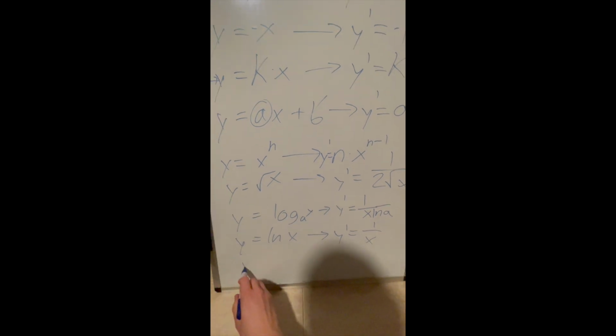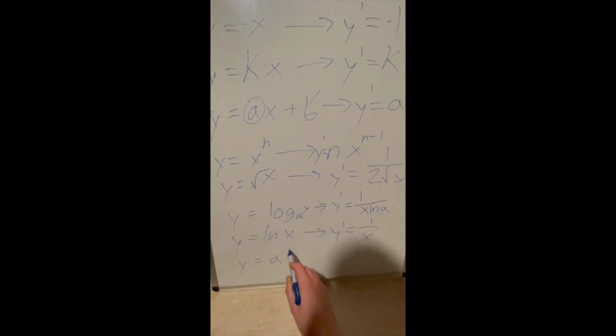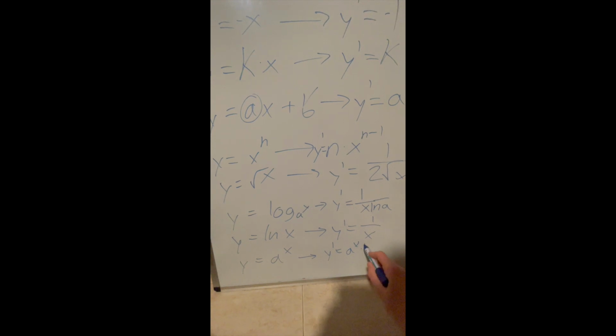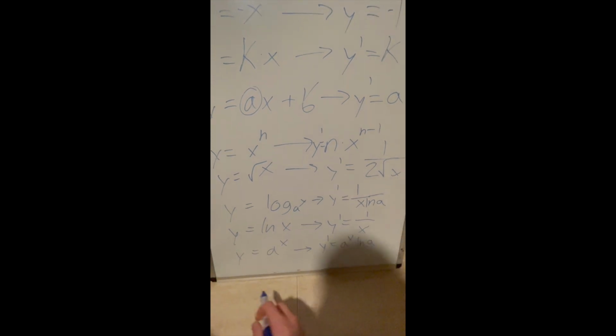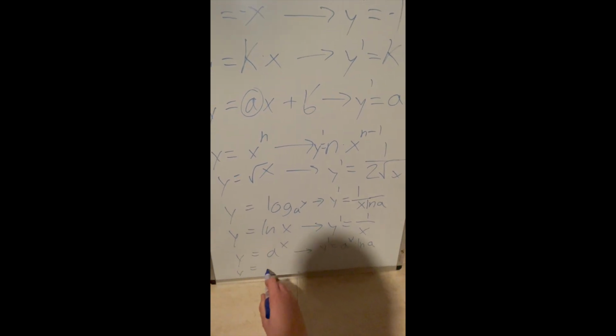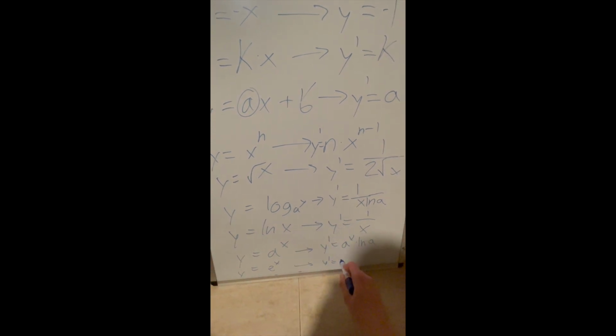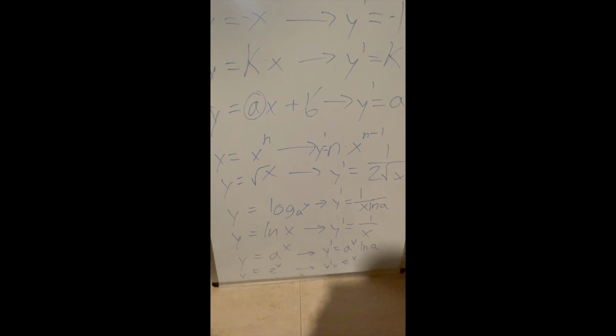If we have that our y is equal to a to the power of x, then our derivative is going to be a to the power of x times natural logarithm a. If our y is equal to e to the power of x, our derivative is equal to e to the power of x. It remains unchanged.